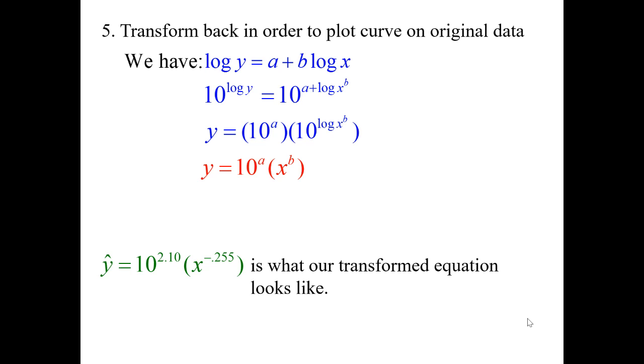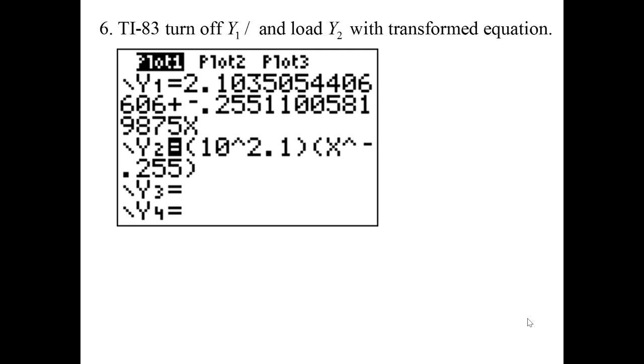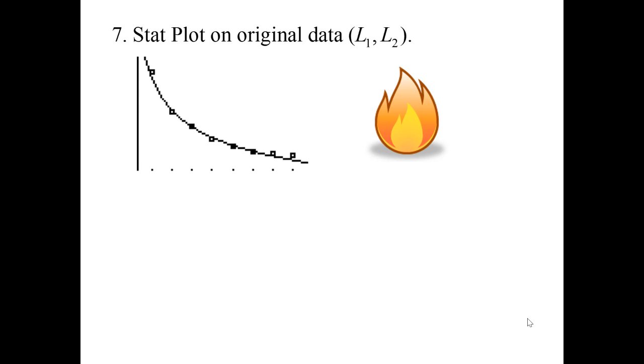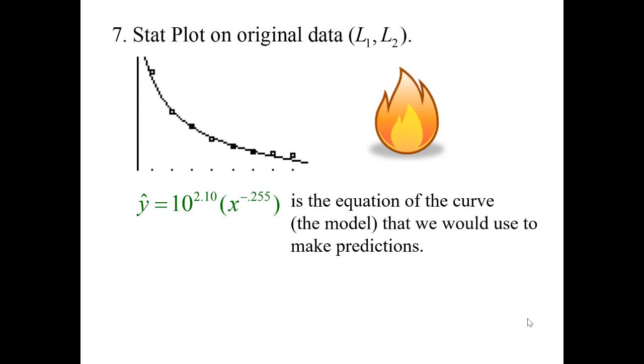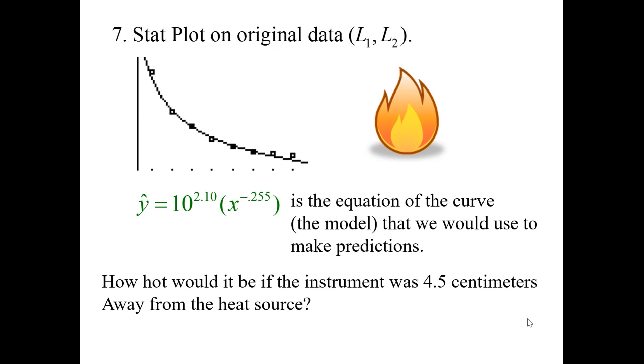So my y hat, applying these rules, I end up with 10 to the power of 2.1 times x to the power of negative 0.255. I have to load these back into y1, y2 to get my curve, and this is what it looks like. So this curve looks like it's going to be pretty good. I can use this as my model to make predictions now.